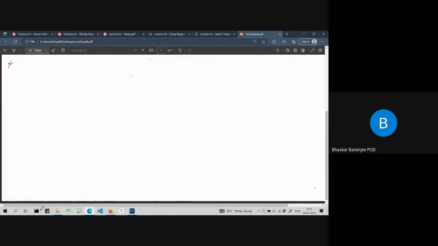Fine. So before coming into heap, what is a tree? A tree is basically a data structure, and any number of nodes can be there.